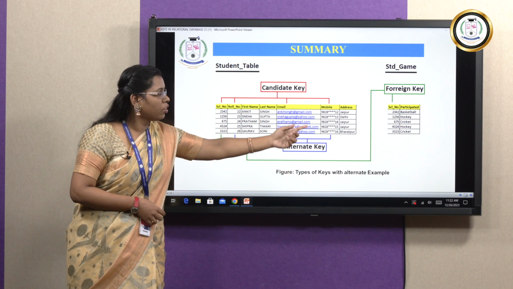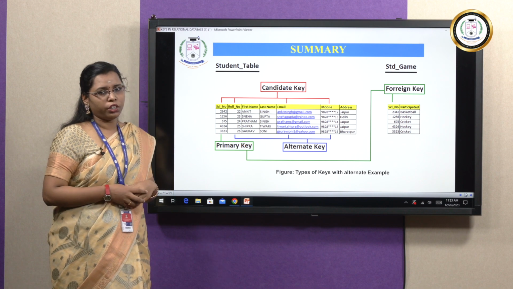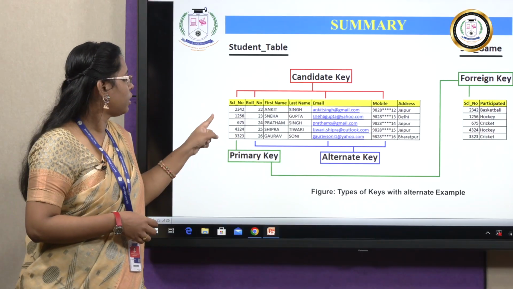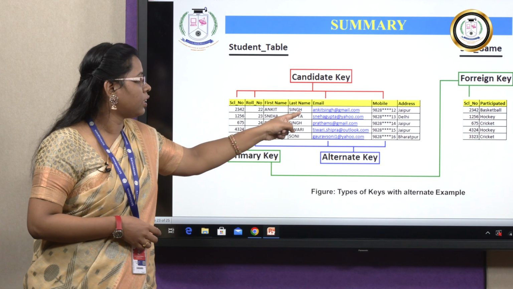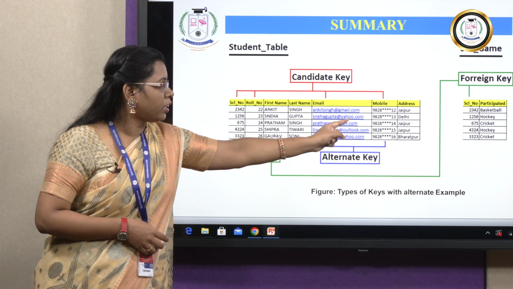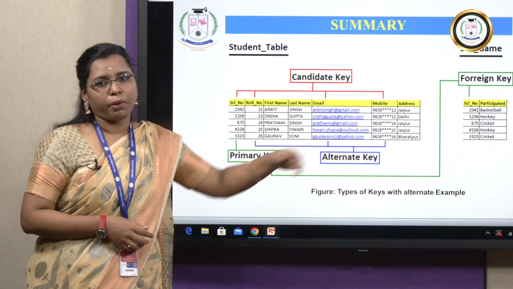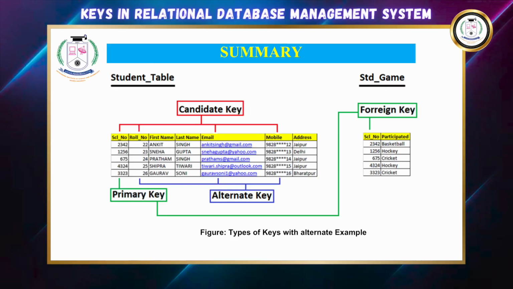Foreign key means, for example, school number 2342 is Ankit Singh, with the address of Jaipur. He participated in basketball. So the foreign key is referencing the school number of the parent student table.